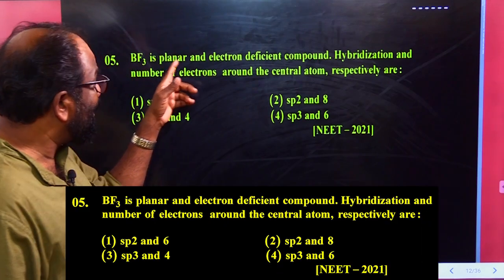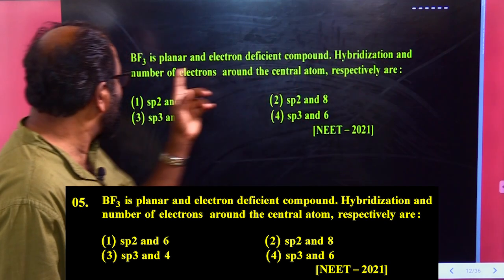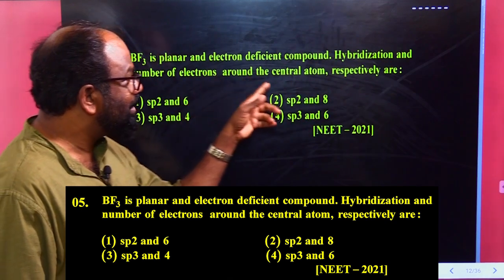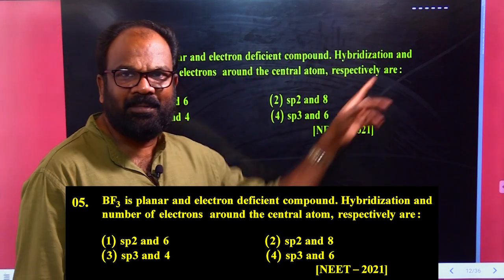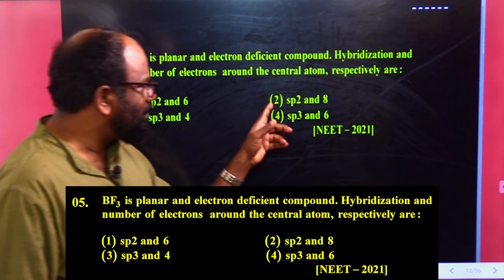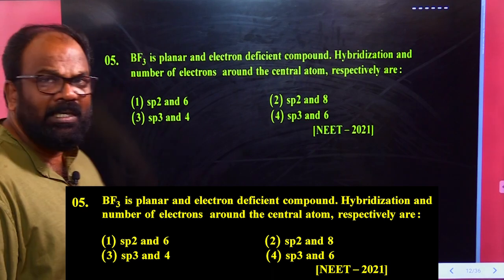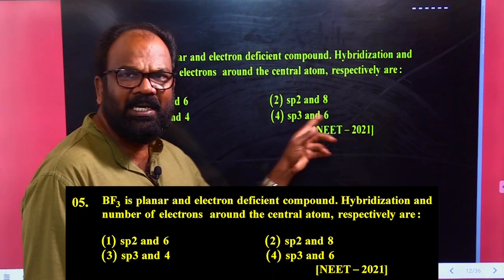Now question number 5. BF3 is planar and electron deficient compound. Hybridization and number of electrons around the central atom respectively are. Option number 1, sp2 and 6, option number 2, sp2 and 8, option number 3, sp3 and 4, and option number 4, sp3 and 6.